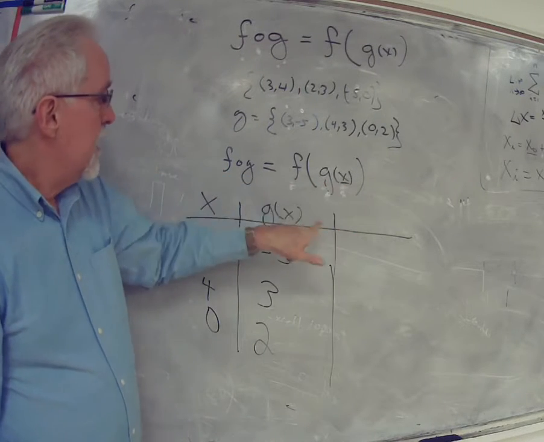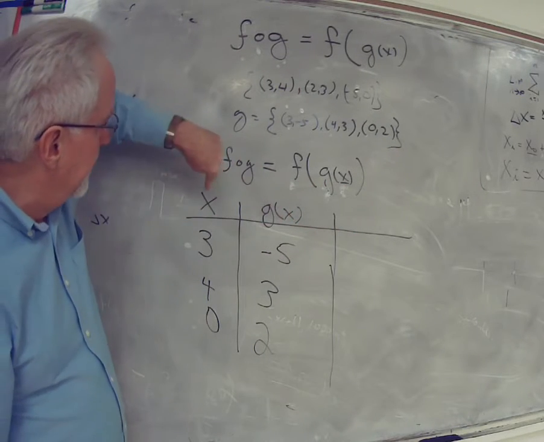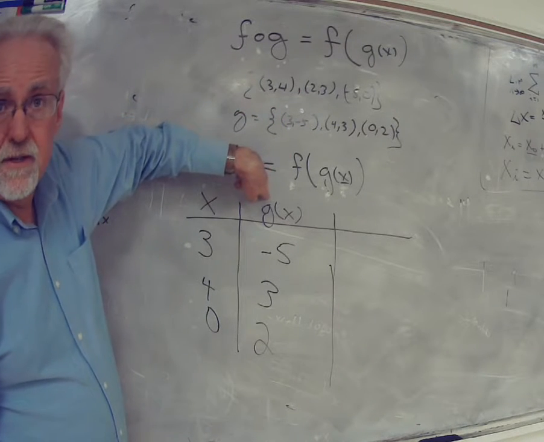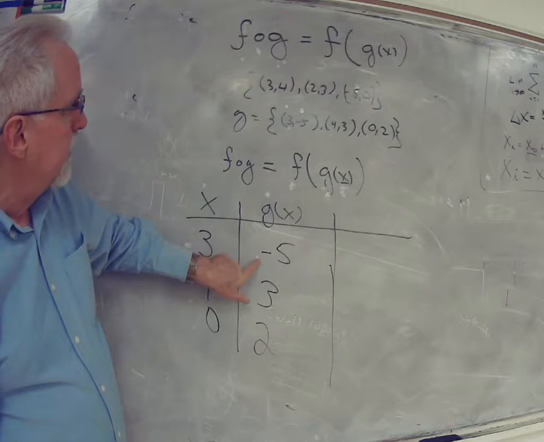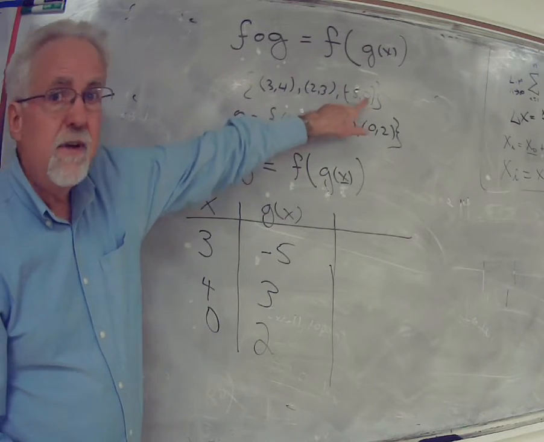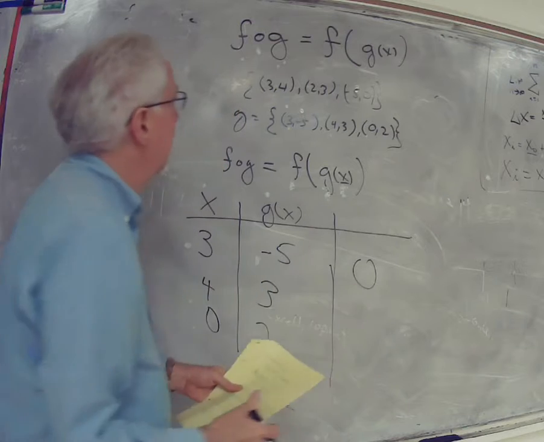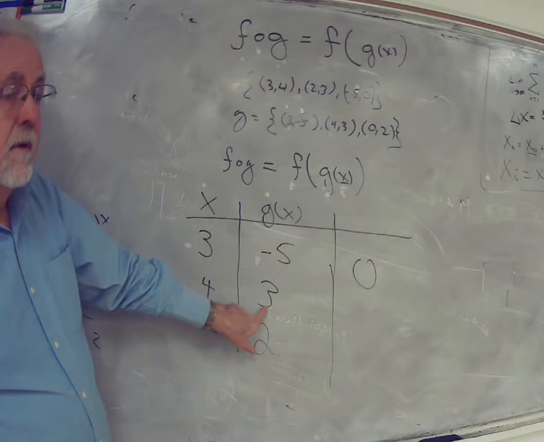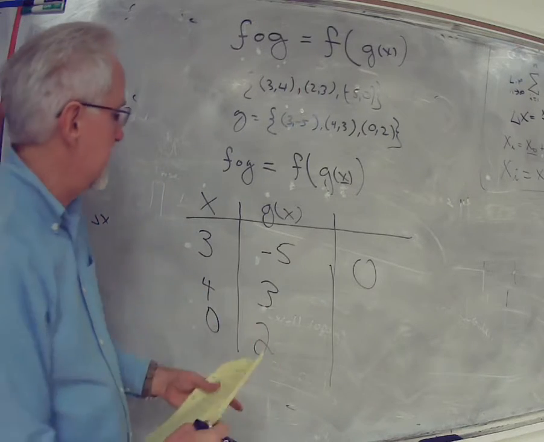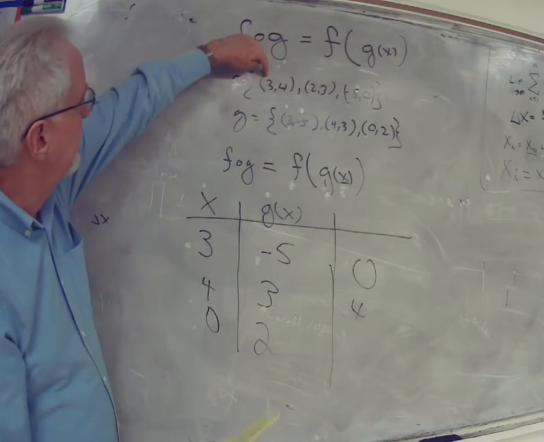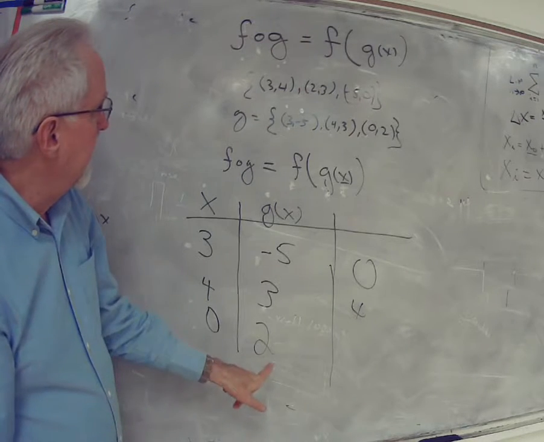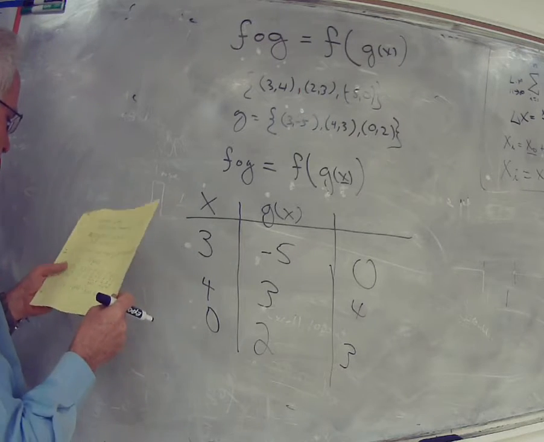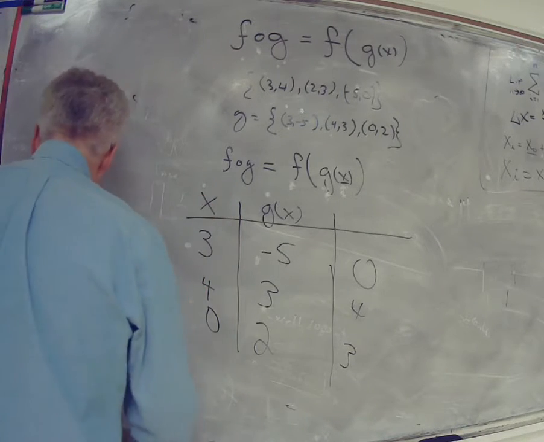Okay. Now I want to find what? F of G of x. So do I find F of x? No. I find F of G of x. So I need to find F of -5, which is 0. F of -5 is 0. And then F of 3 is 4. F of 3 is 4. And then F of 2 is 3. And so F of G of x, now watch this.